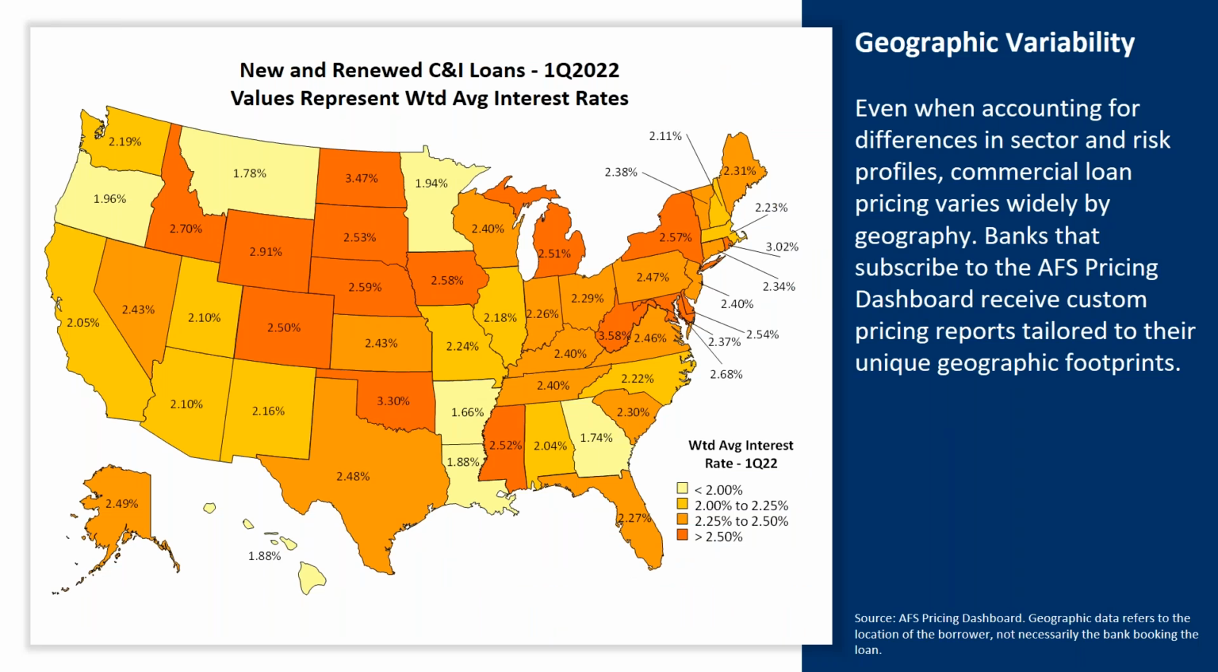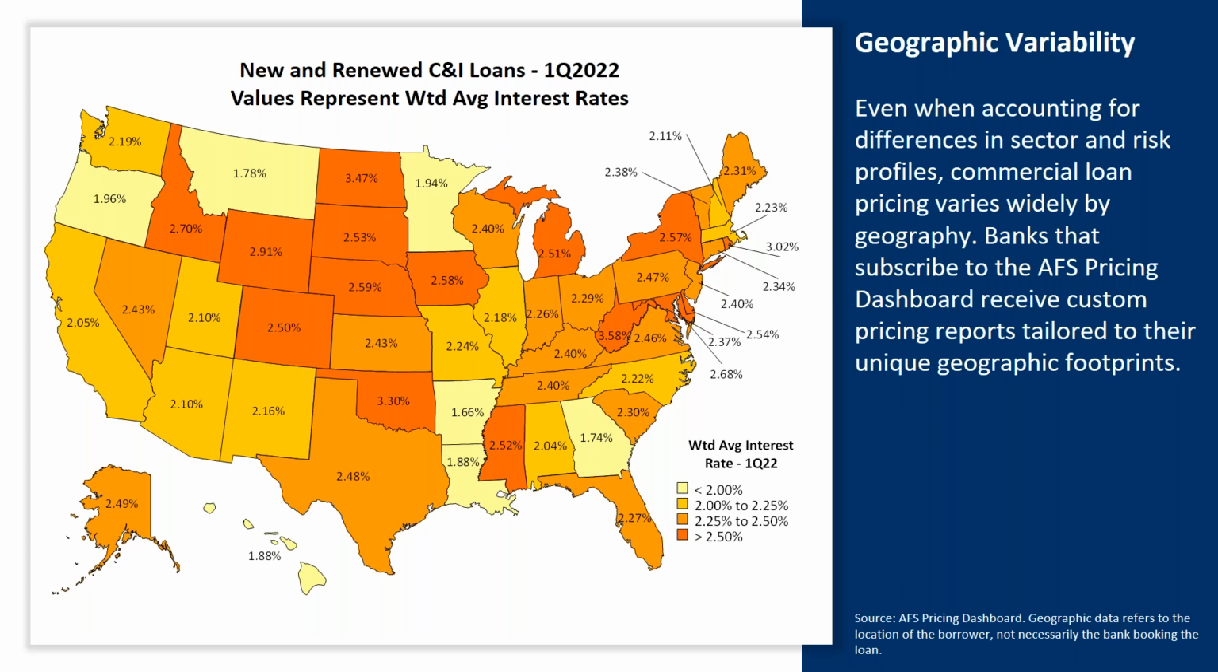So in prior webinars, we made the point that market trends vary widely by geography. Even when we isolate for things like industry, risk rating, whatever it may be, we still see statistically significant differences across the country in terms of rates. What we have here is kind of a heat map, if you will, of pricing across the country. So the numbers as well as the colors indicate weighted average interest rates for the country. It really shows you just how diverse those profiles can be.